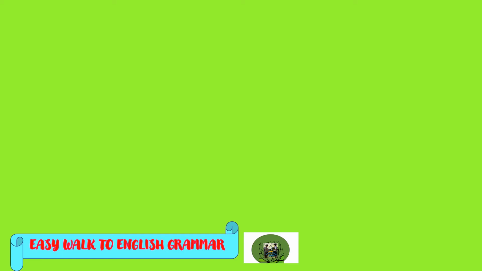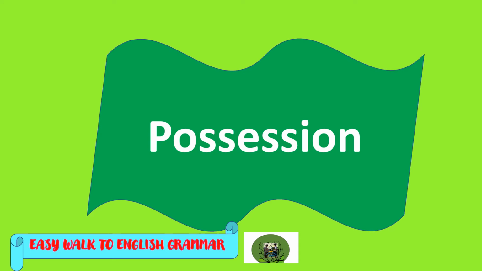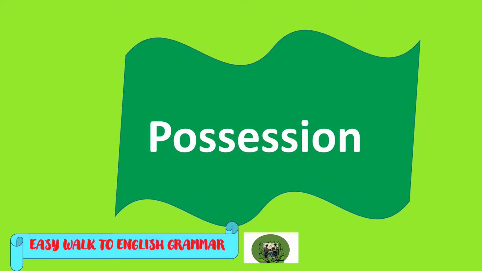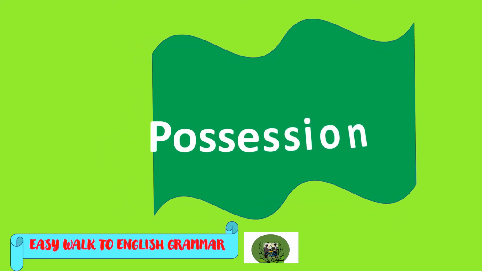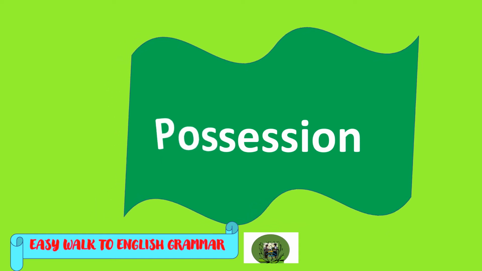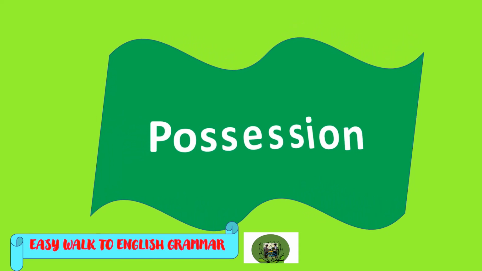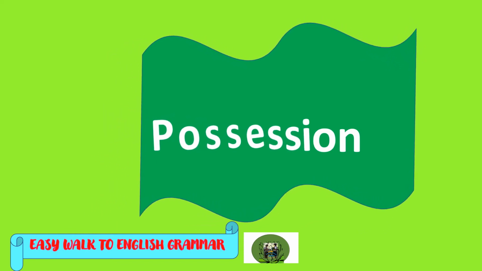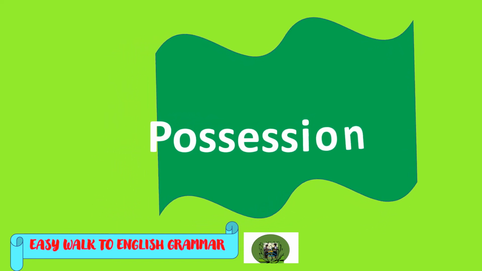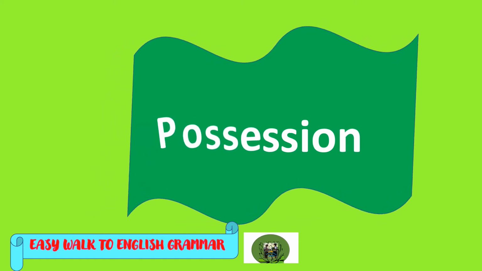Now we can move on to the uses of have, means where we can use the verb have. The first among them is to show possession. What's possession? Possession means ownership. If we own something, if we have something of our own, we can say we possess that thing. So in order to show possession, it's have that helps us a lot.